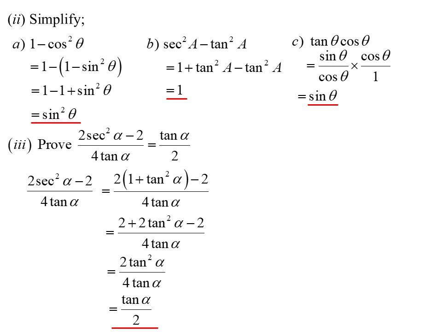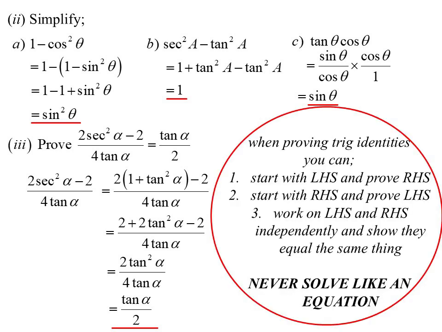I said there were different ways we could do it. I started with the left-hand side and went and proved it was the same as the right-hand side. I could have equally started with the right-hand side. There's nothing that says you have to start with the left-hand side. You're just showing two things are equal. So I could start with the right-hand side and go prove it's the same as the left-hand side, and sometimes that might be easier.